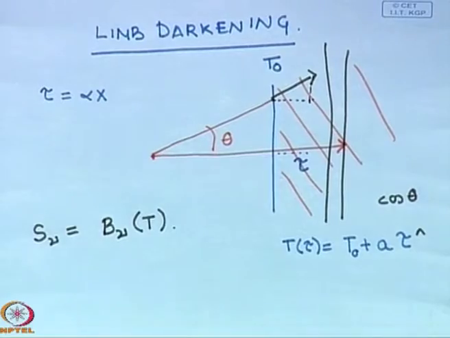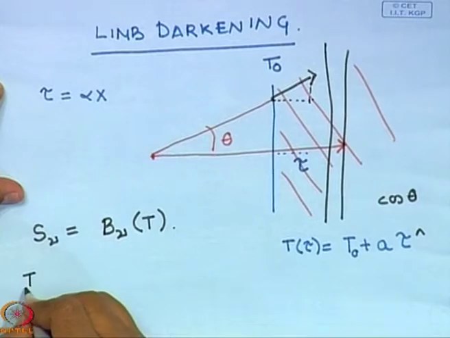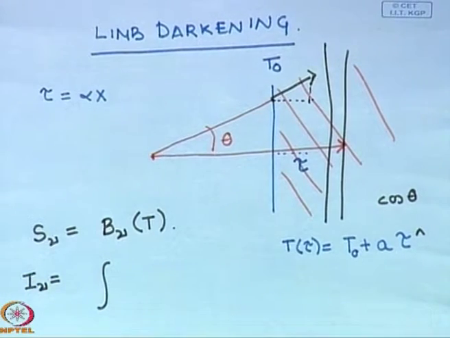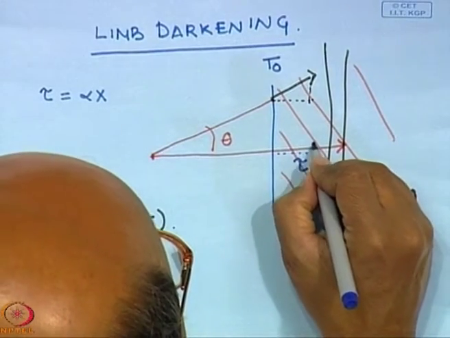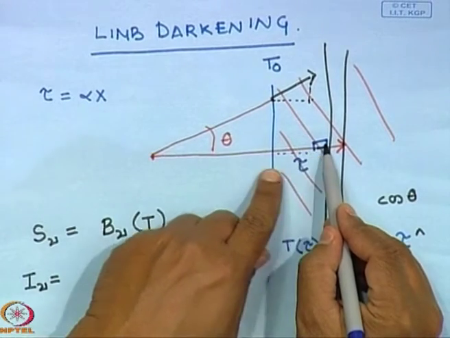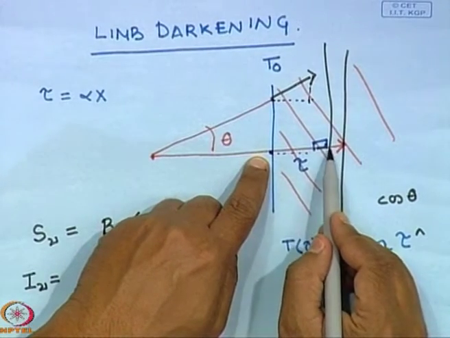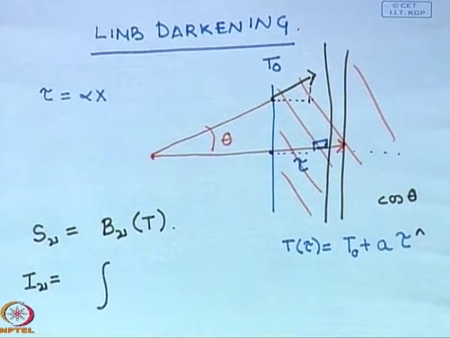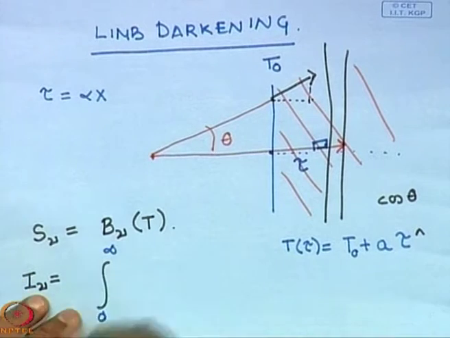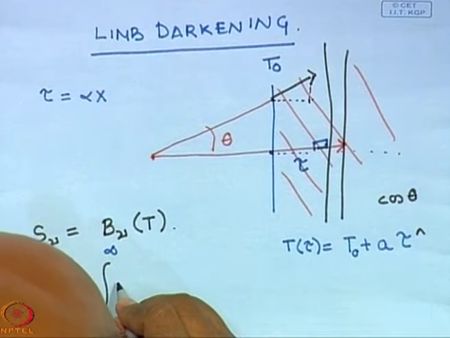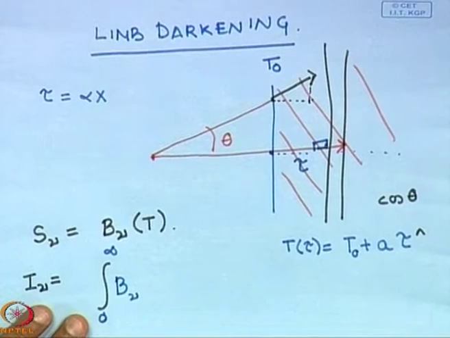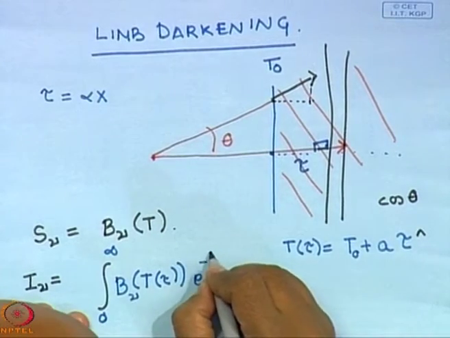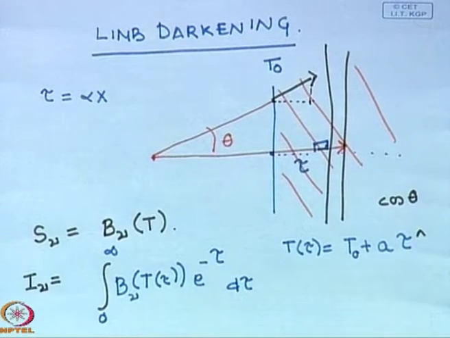So the source function also increases like this. We can straight away write down the solution, I nu at this point. We have to take the contribution from each element over here, and the radiation from here, when it propagates to here, will be attenuated by a factor e to the power minus tau. You have to add up the contribution from all such elements as you go in. So, this is the integral from 0 to infinity of the source function, which here is B, the Planck function, a function of the temperature at that optical depth, into e to the power minus tau d tau. This is the solution.